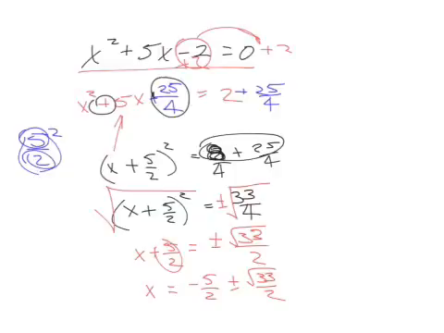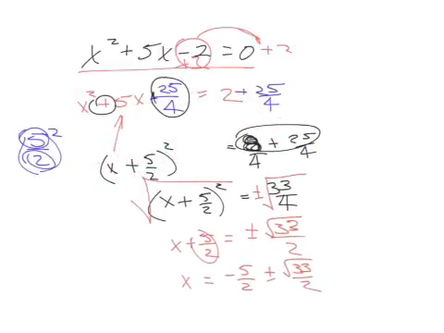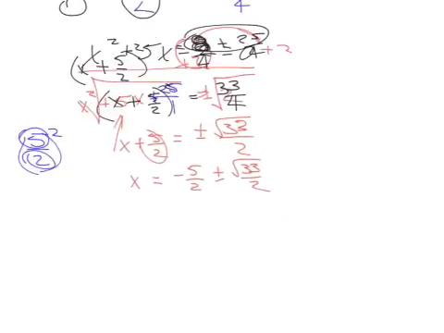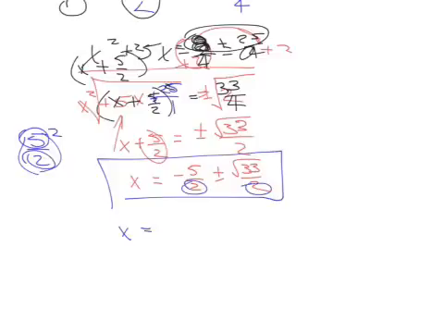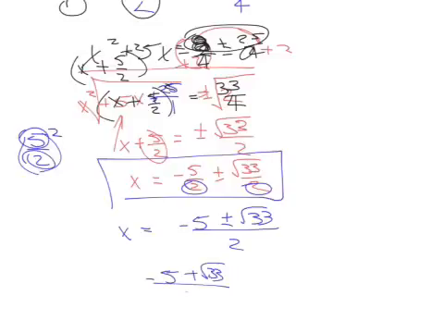Doesn't that look beautiful? Okay, so this next part that we have to do, we've got the answer. We just need to write it in a way that makes it a little more simplified. So all we're going to do is, they both have a 2 in the denominator, so we're just going to put the 5 and the square root of 33 together all over 2. So my answer is negative 5 plus the square root of 33 over 2, and negative 5 minus the square root of 33 over 2. Those are my two answers.